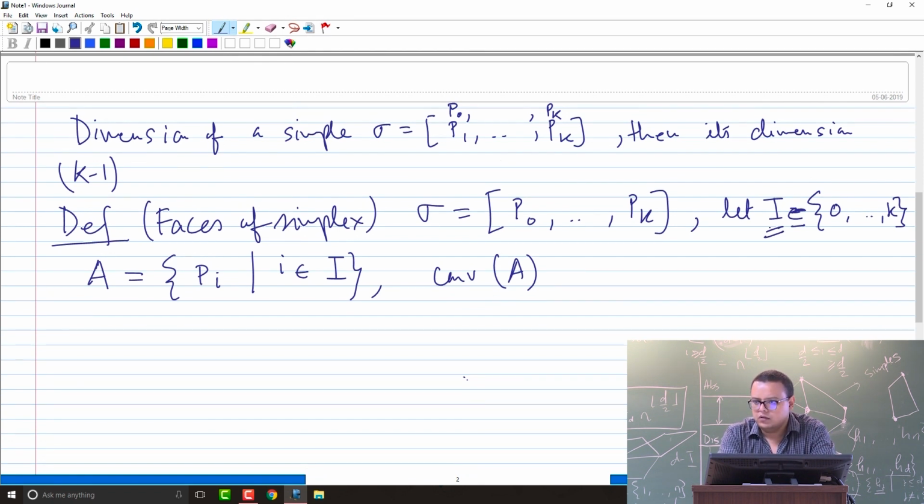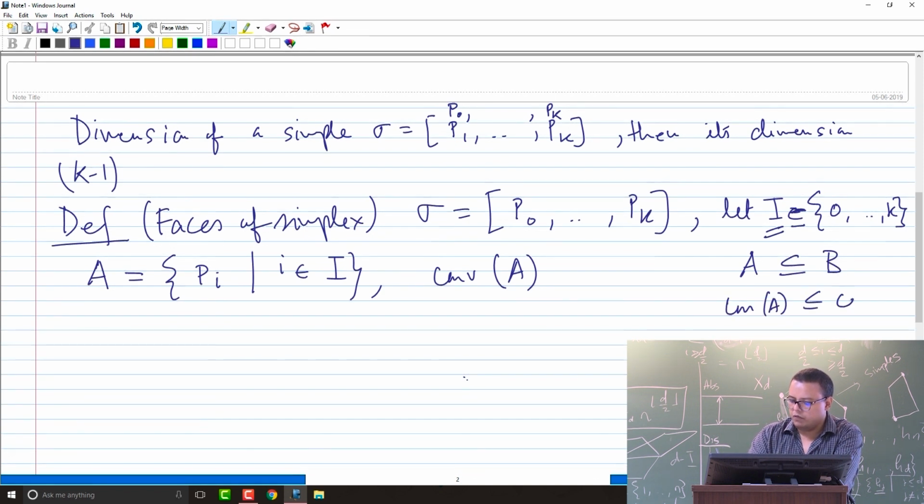All of these will be faces of sigma. This will generate subsets of sigma, right. Is it clear why it will be a subset of sigma? Or at least the subset condition is not clear? This is something we discussed: if A is a subset of B, then the convex hull of A will be a subset of the convex hull of B.